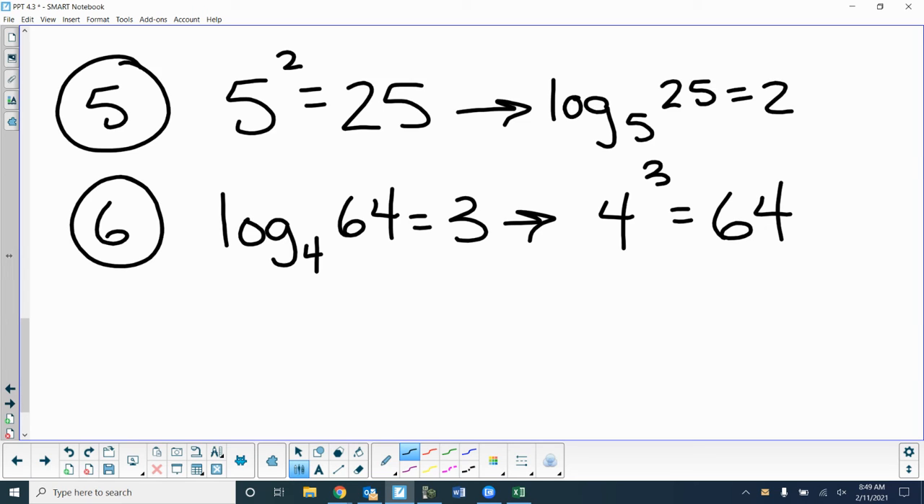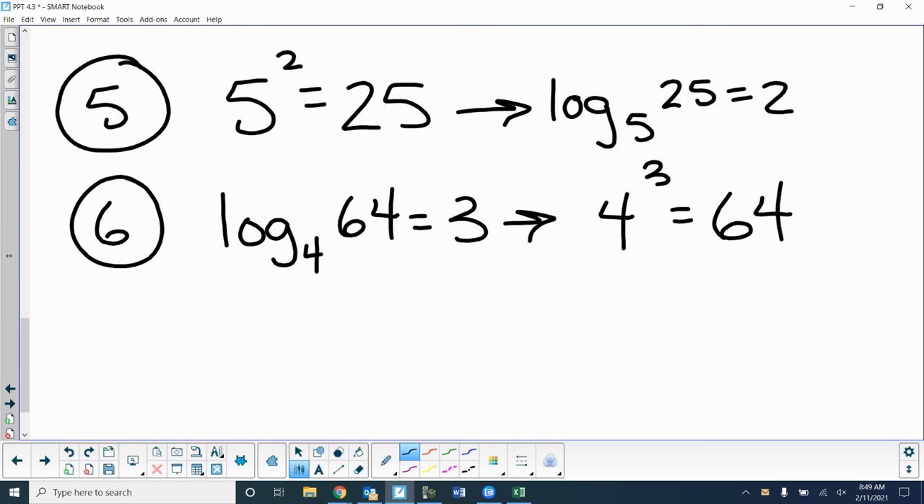All right, just write out the problem. You don't have to do anything but write out the problem that goes with it. Remember, they're inverses of each other, right? Exponentials and logarithms are inverses.